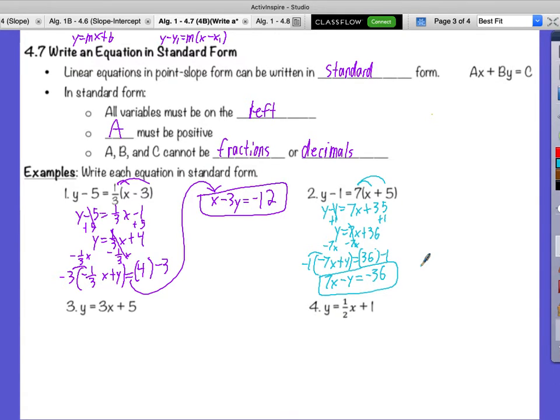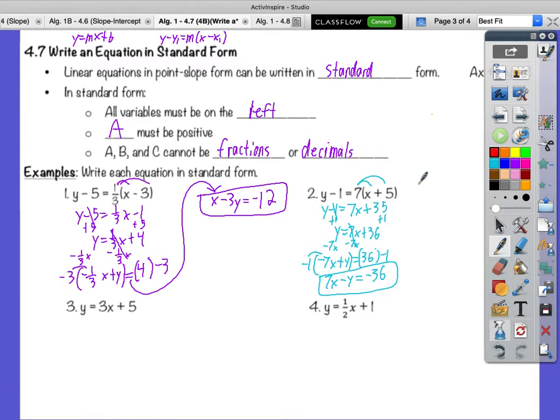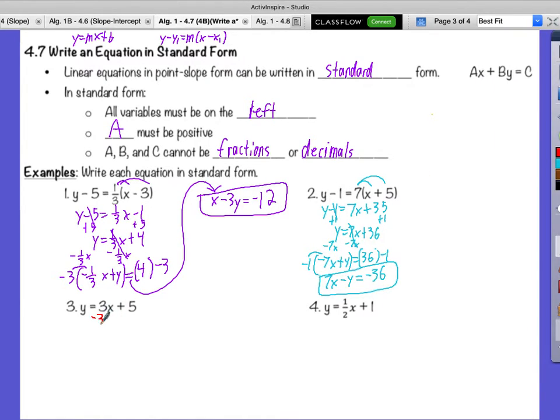Okay, let's talk about this one. So here, we just need to move the 3x across, get all the variables on the left. -3x plus y is equal to 5. Now we don't want this to be negative, so we multiply by -1 on both sides. So we have 3x minus y, as we distribute, is equal to -5. Variables all on the left, no negative for a, and there's no fractions. Question on that one? Okay, go ahead and try number 4, please. When you have that or have questions, raise your hand, please.